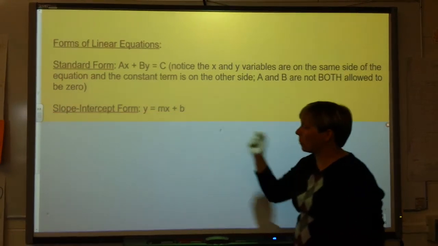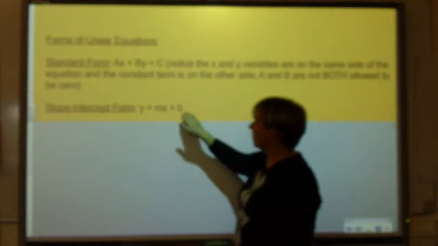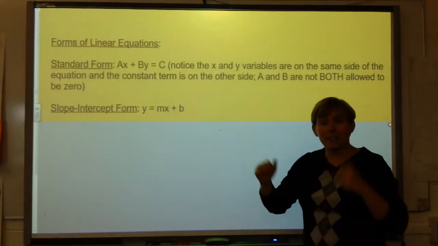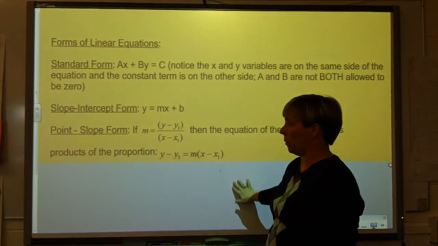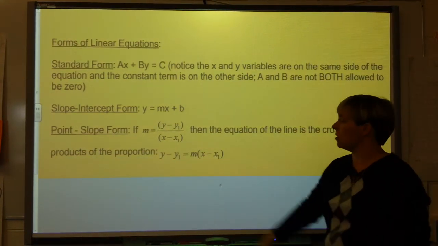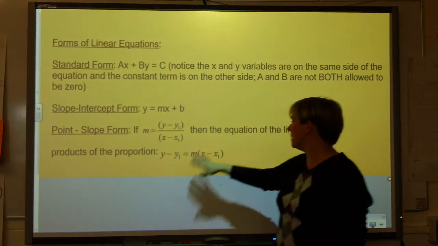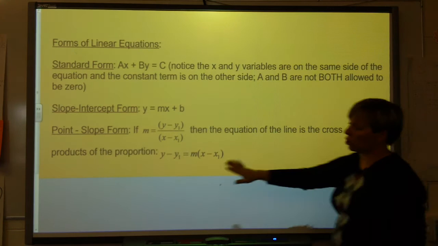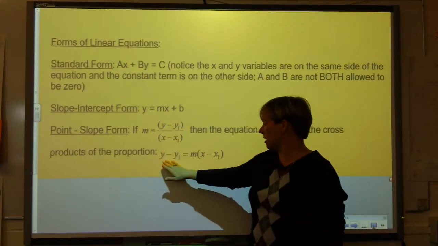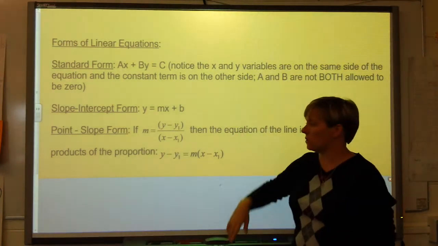We already know slope-intercept form is our y equals mx plus b. M is our slope, b is our y-intercept, and then today we learned our point slope form. Point slope form says that if m equals my y-coordinate subtracted over my x-coordinate subtracted, then the equation of the line is the cross products of this proportion. Right there, giving me my point slope form, which is what we just did in the previous example.